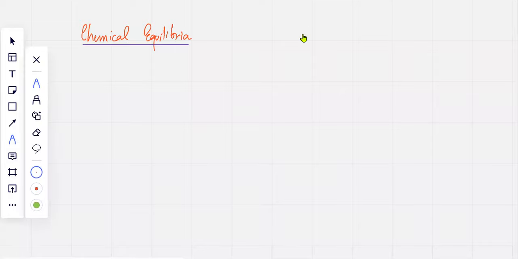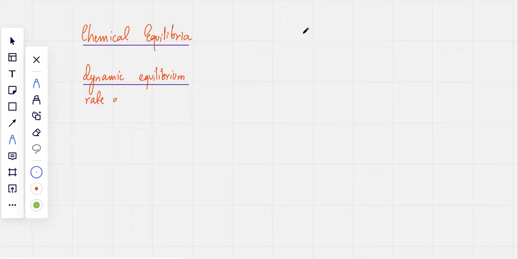That's another old revision of what dynamic equilibrium was all about. So we're going to start with dynamic equilibrium, and we're going to first learn what happened in dynamic equilibrium. Dynamic equilibrium, by definition, you're going to be asked this definition.